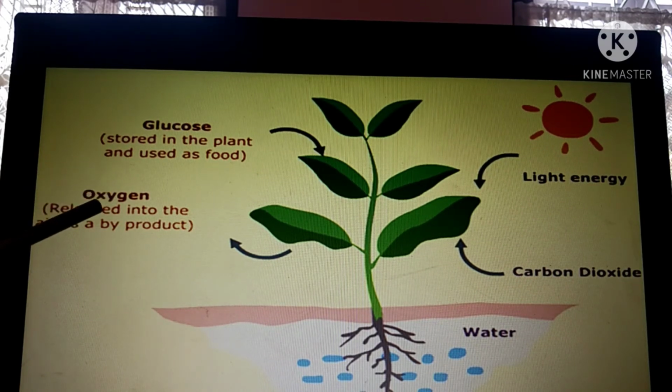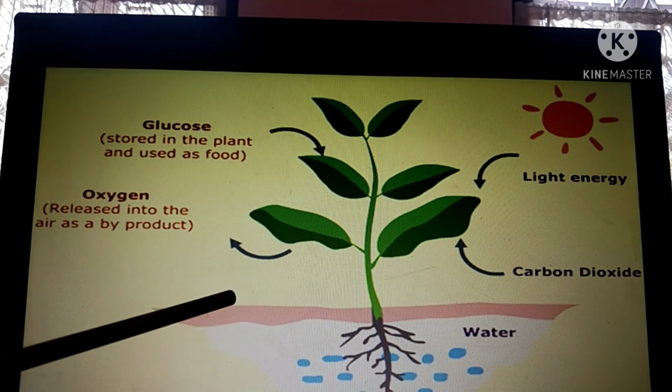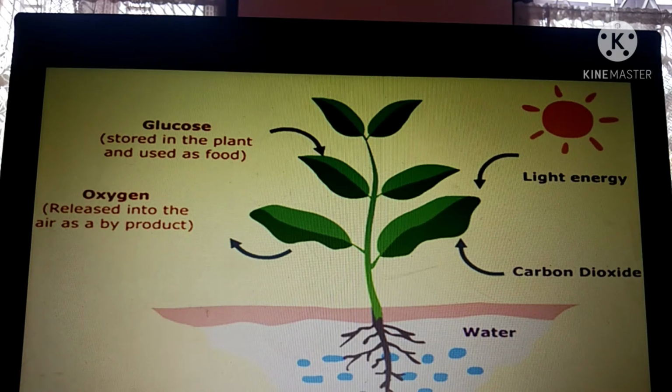Now oxygen is another product, and this oxygen is released into the air. What is the importance of oxygen? We need oxygen for our survival, that is why it is released into the air as a byproduct. Animals need oxygen, as well as plants, because photosynthesis cannot occur in the dark. So in the dark, what will the plants do? They respire like we do.